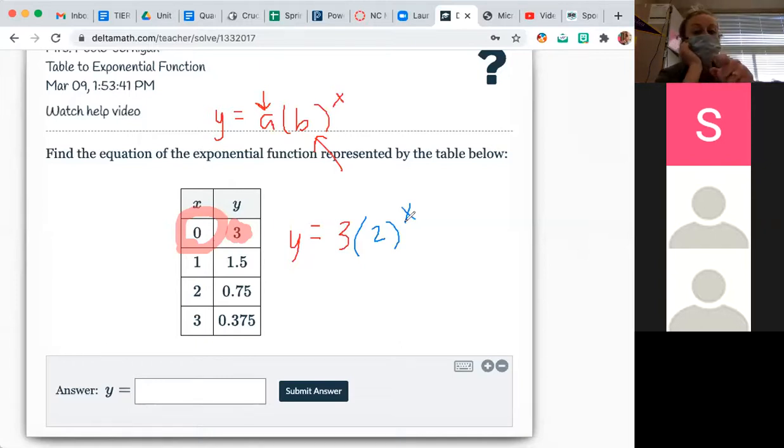What does this equation mean? What does this equation say we're multiplying by? 2. If we were multiplying by 2, what would come after the 3? A 6. What would come after the 6? What's 6 times 2? 12. Thank you. We're just multiplying by 2 each time. What would come after the 12? There we go. 24. That does not match what is in this table. You are not multiplying by 2.